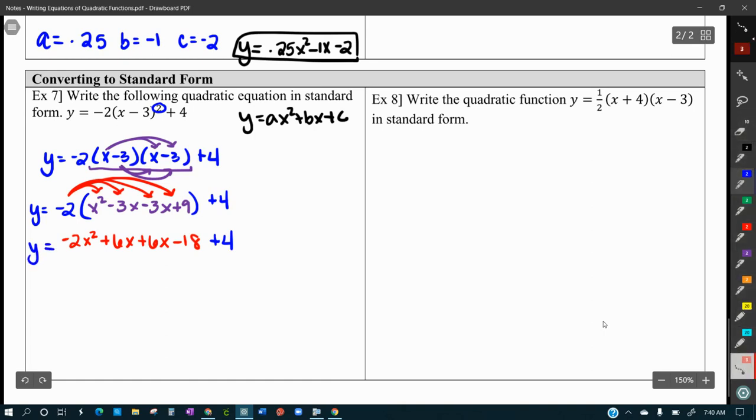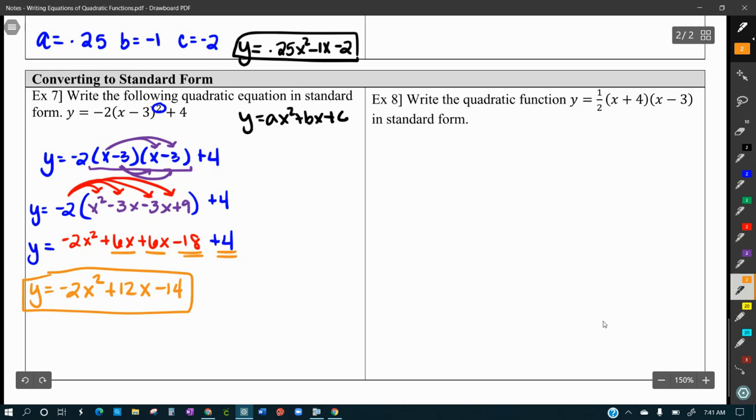So this looks a lot closer. I don't have parentheses here, and all my parentheses are gone here, but this is still too many terms. So we need to clean this up a little bit. So we're going to clean up by adding together the like terms that we can. So negative 2x squared, 6x plus 6x makes 12x, and then negative 18 plus 4 makes negative 14. So this is the standard form version of the vertex form from earlier.